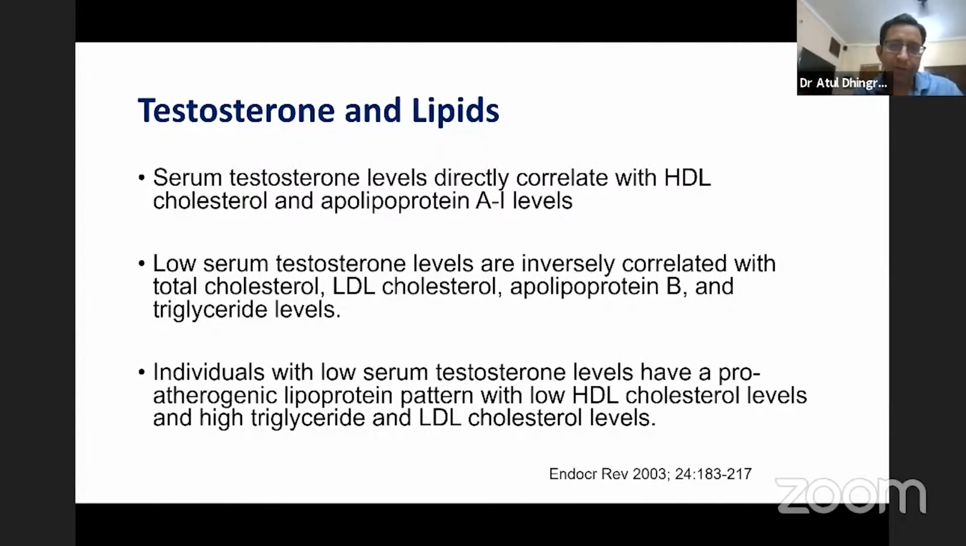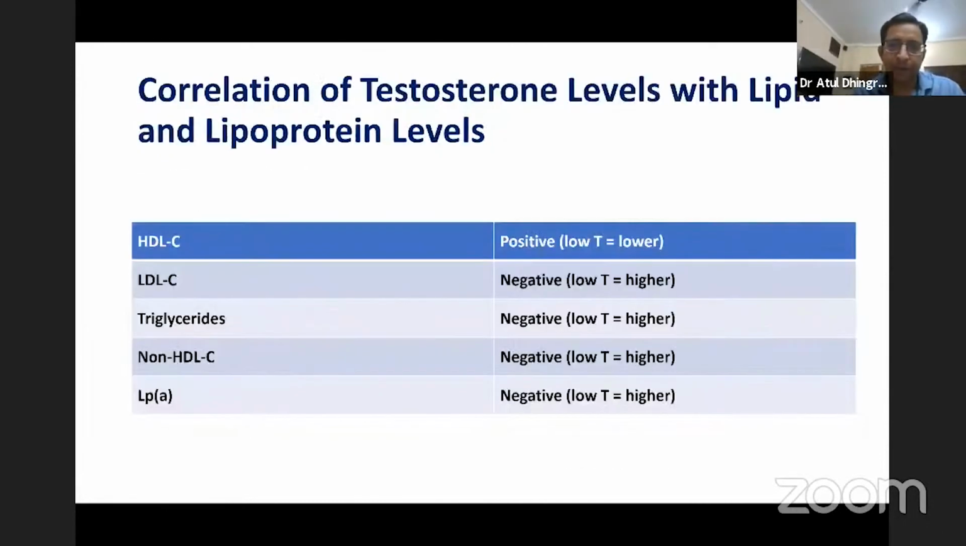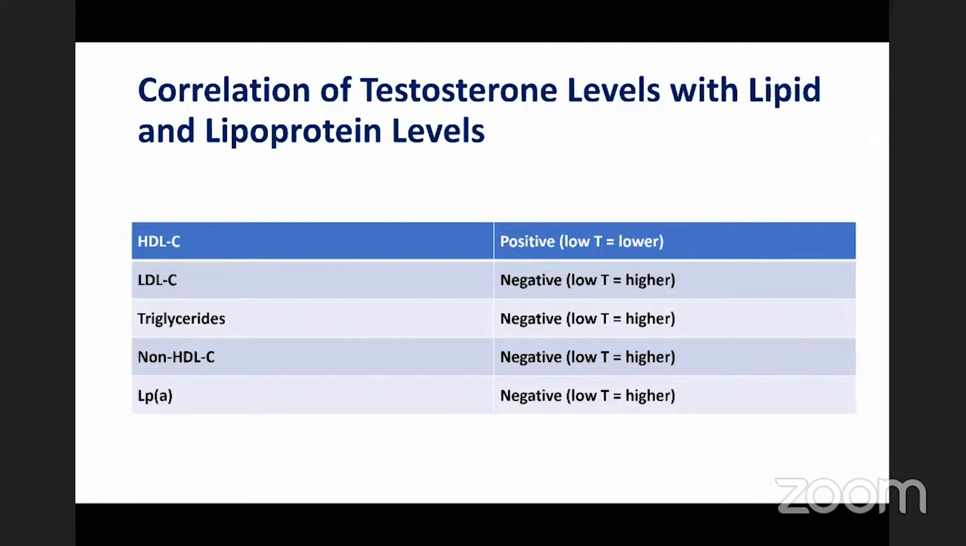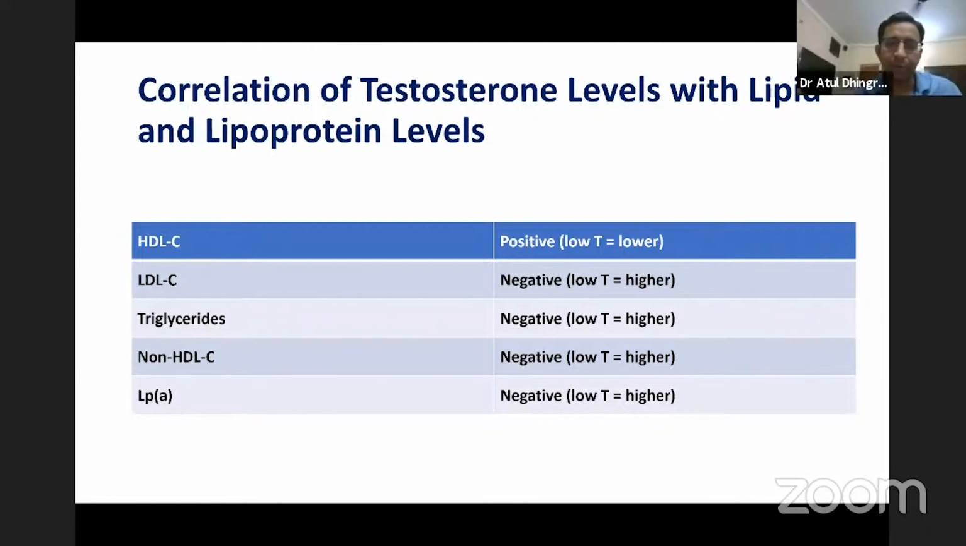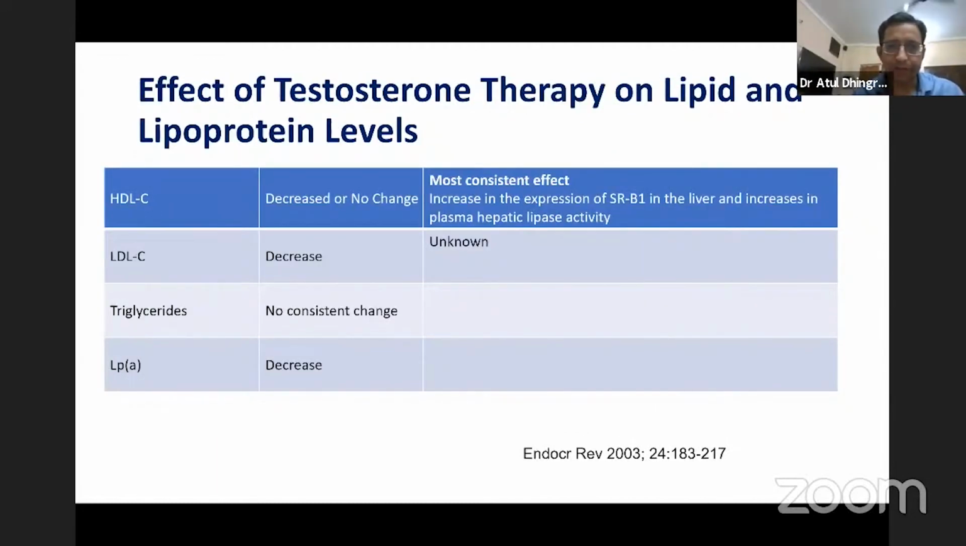Low testosterone levels are inversely correlated with total cholesterol, LDL cholesterol, and apolipoprotein levels. If we look into the correlation of testosterone, HDL has a positive correlation. That means the higher the testosterone, the higher the HDL; the lower the testosterone, the lower the HDL cholesterol. All other components of the lipid profile that we see, whether it is LDL, triglyceride, or lipoprotein A, have a negative correlation with serum testosterone levels.